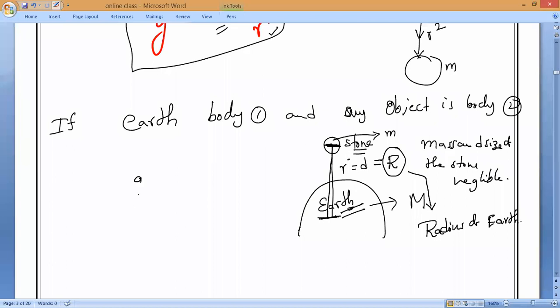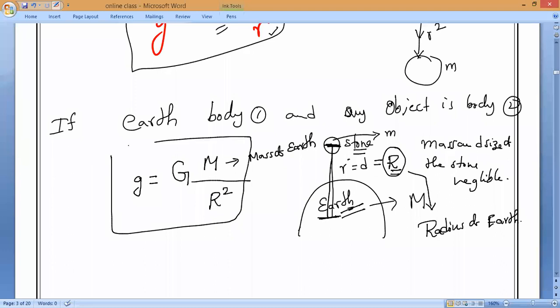Then what is the formula for g? Anybody can tell me? Acceleration due to gravity, g, is equal to capital G into capital M. M means what? Mass of Earth, divided by, now instead of small r, what r will come? Capital R square. So this is the formula for calculating the acceleration due to gravity of Earth.